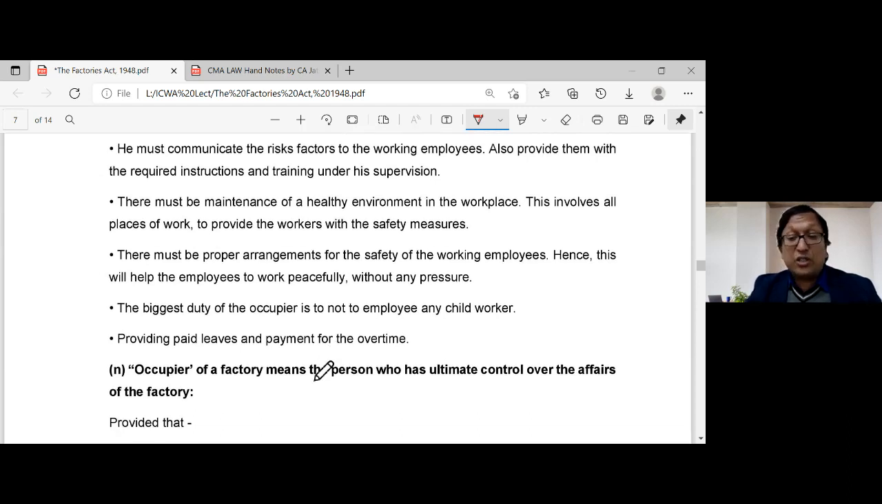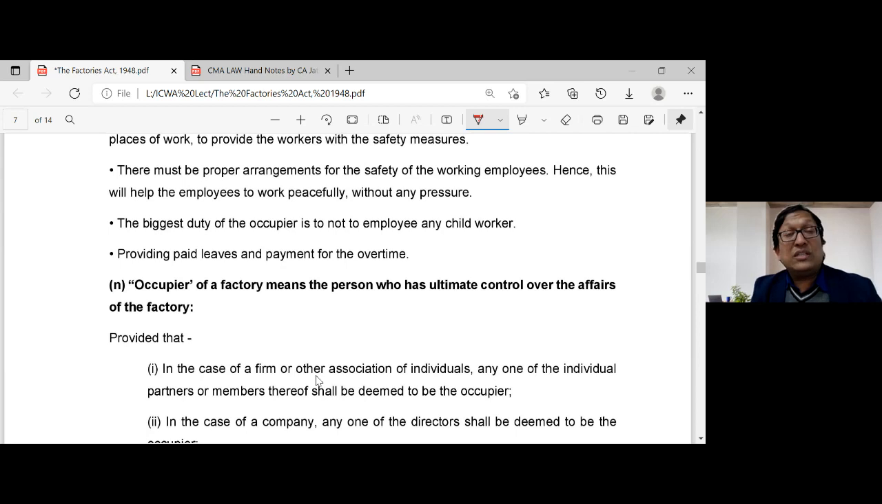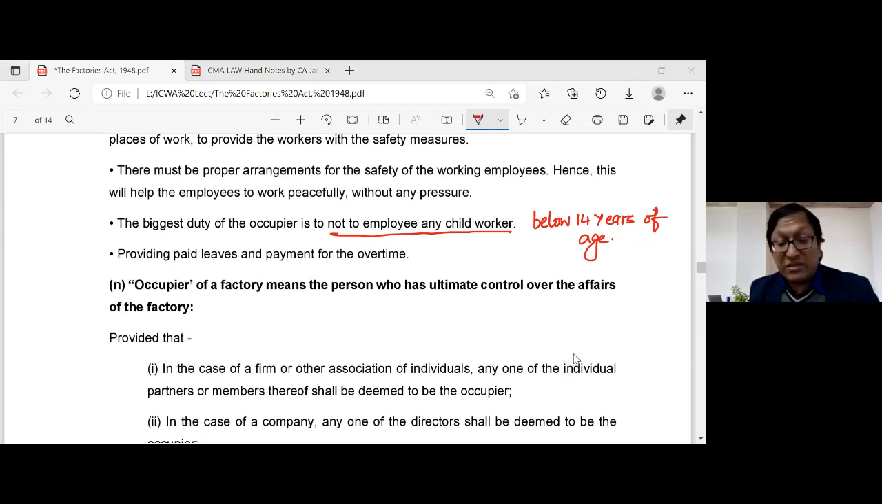His duty is that he needs to ensure that no child worker is employed. Once I say child worker, I mean below 14 years of age. This is his duty to ensure. And providing timely wages and overtime payment to workers is also the responsibility of the employer or occupier. This is the duty of the occupier.